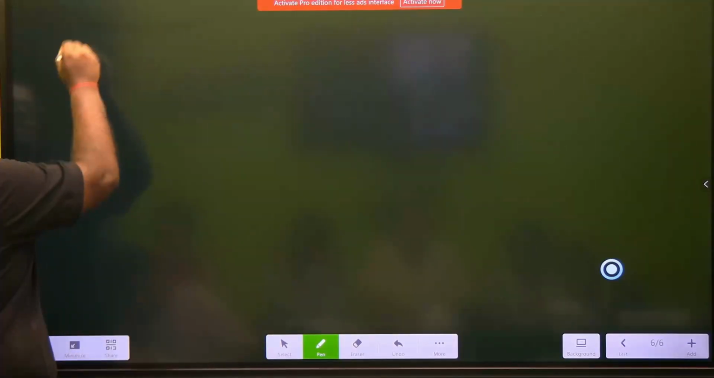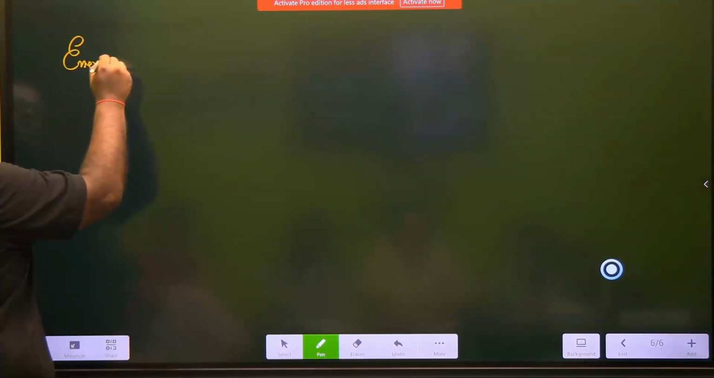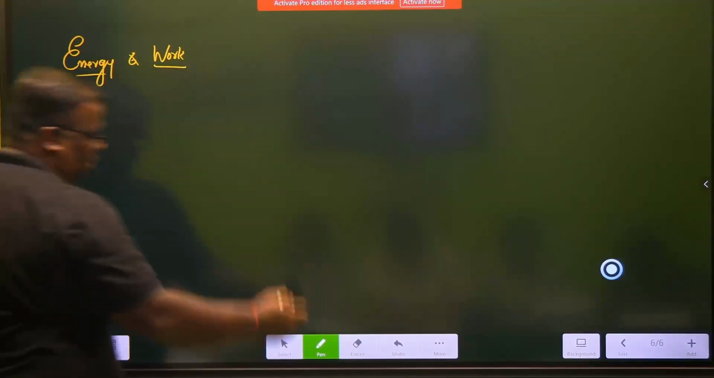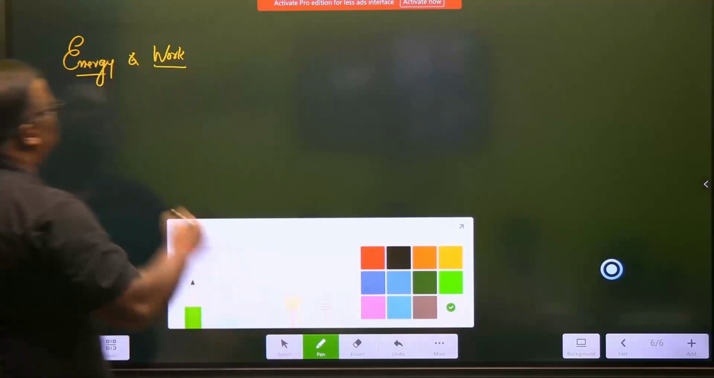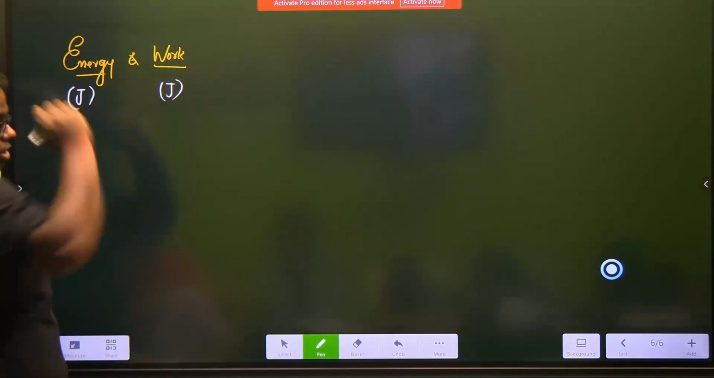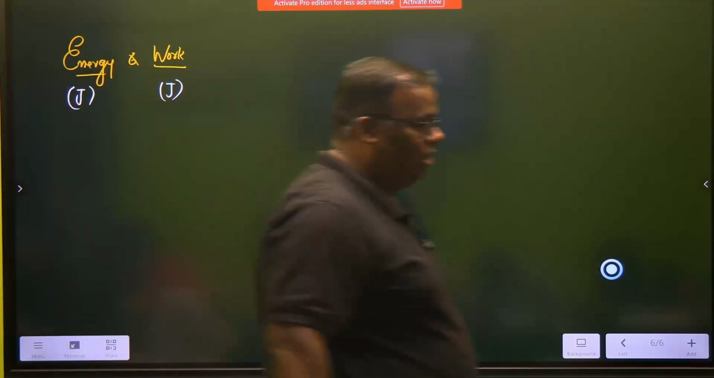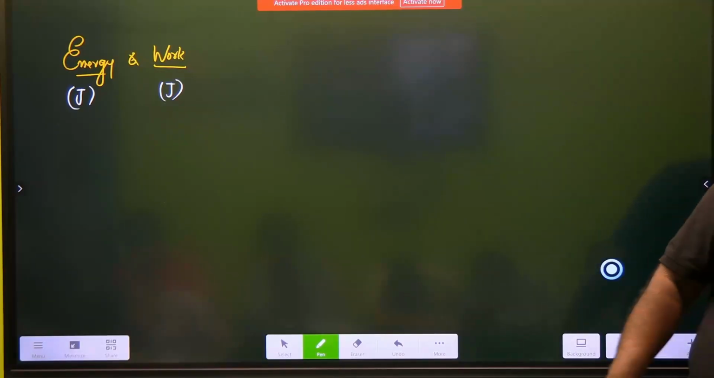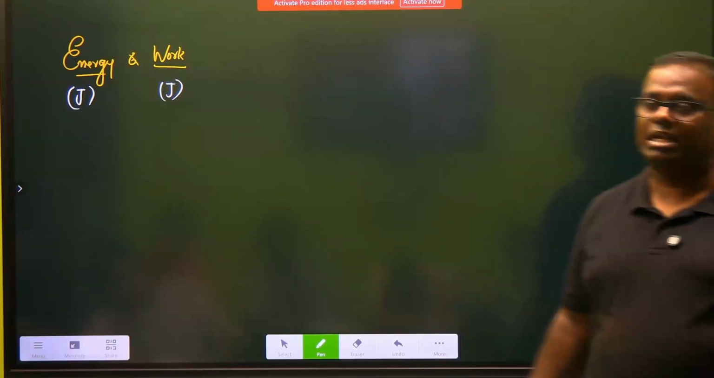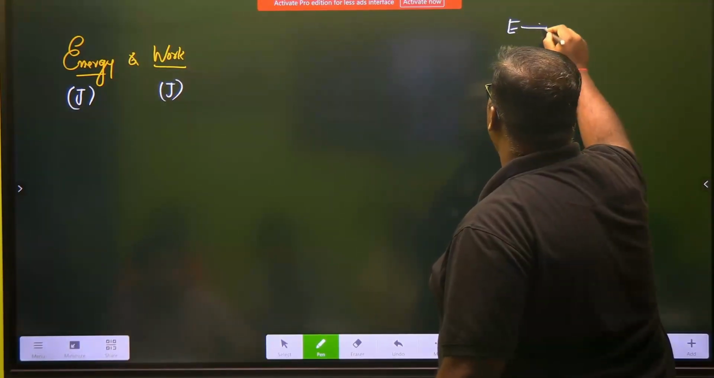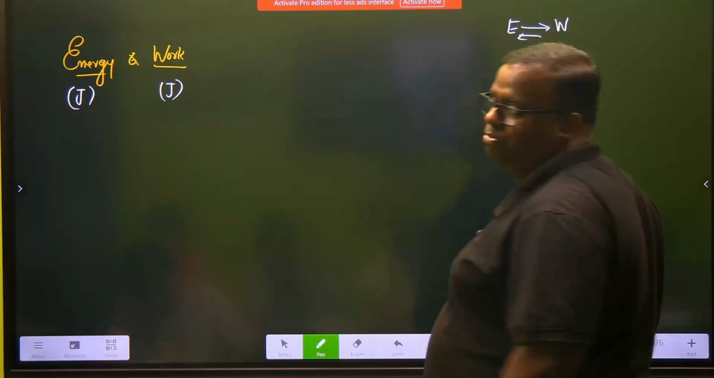Our next concept is to see the relation between energy and work. This is our next topic. In physics, the unit of energy is also joule, and the unit of work is also joule, which opens up another discussion point. Sir, how come both of them have the same unit? Are they the same quantity? Yes, they are exactly the same quantity. In physics, energy and work are interchangeable.